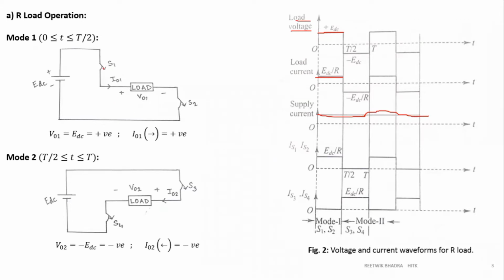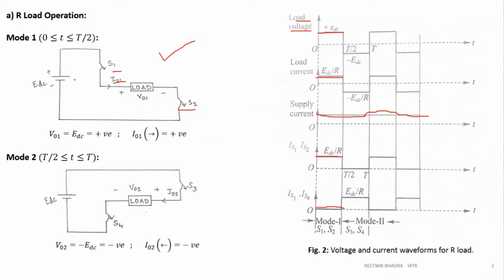Now what is the current flowing through S1 and S2? It will flow during this cycle. I can say that I01 is the only current that is flowing through S1 and S2. What is I01? EDC by R, so EDC by R is shown over here. During this period, S3 and S4 are off, so no current will flow through S3 and S4. So IS3 and IS4 is 0. Up to this completes our mode 1.